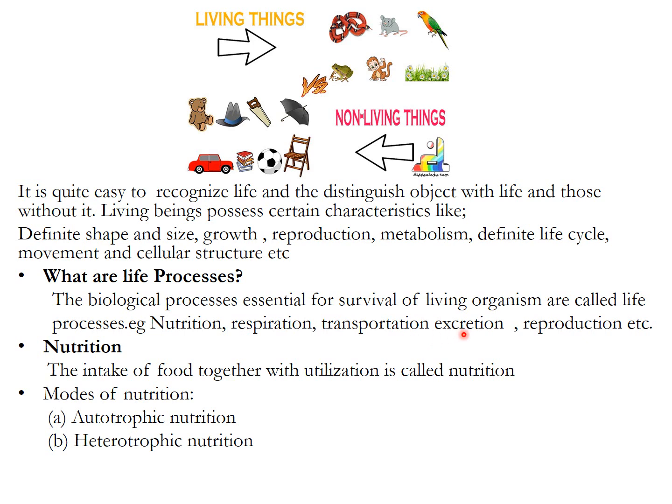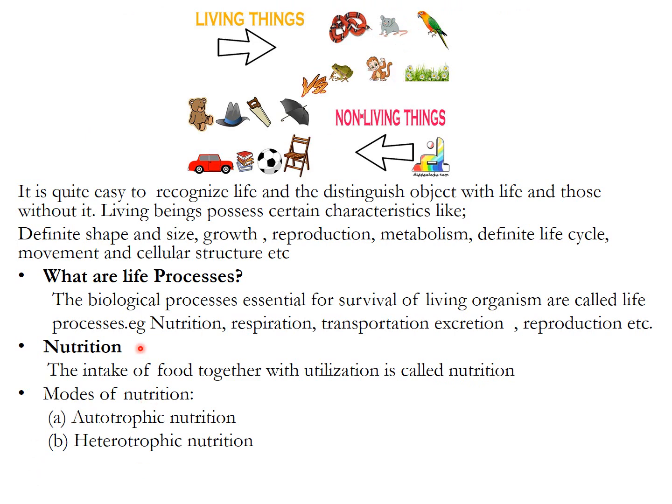Let us discuss the first process, that is nutrition. The intake of food together with its utilization is called nutrition. Now, nutrition differs from organism to organism. It depends upon their structure, their body design and the metabolic processes in them. So, nutrition has different modes: autotrophic nutrition and heterotrophic nutrition.